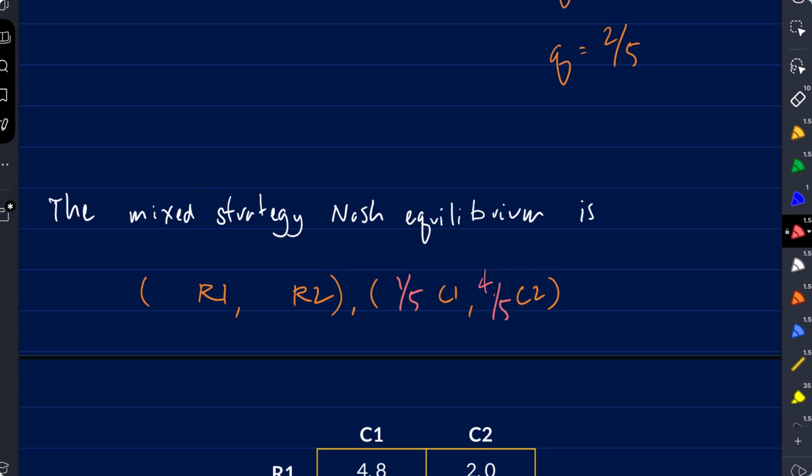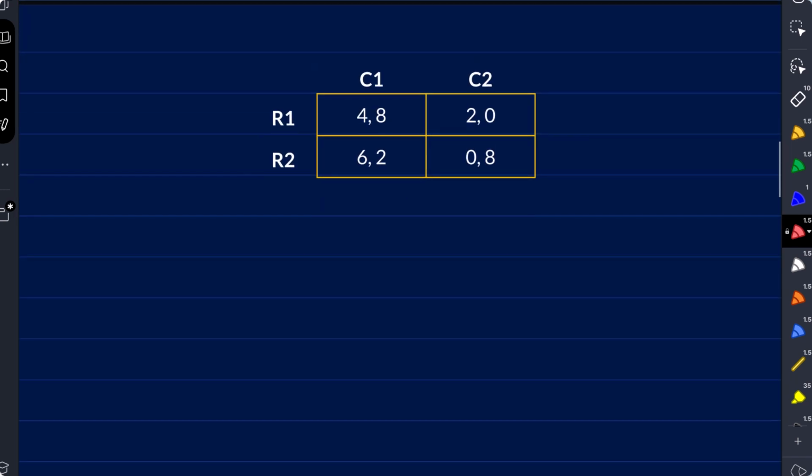Okay, so our Nash equilibrium is 2/5 R1, 3/5 R2, and then as we already said, 1/5 C1 and 4/5 C2. Okay, and then same for this one.